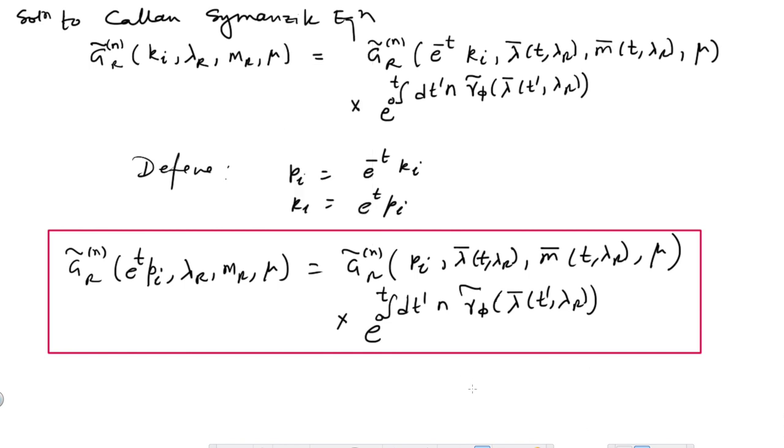So that's the equation, that's the solution, and let's analyze this. But before I analyze, I will write the same equation without all these details of the arguments. I will keep the arguments here, but also suppress these arguments in this expression so that it looks a little cleaner to see. So it's just e to the t p I lambda r m r mu is equal to g tilde n r. Okay, I wish I had suppressed these also.